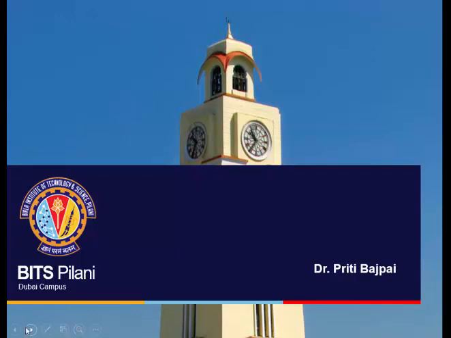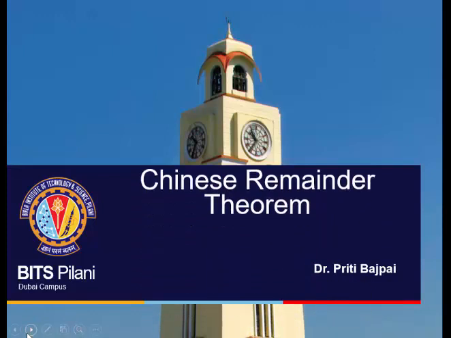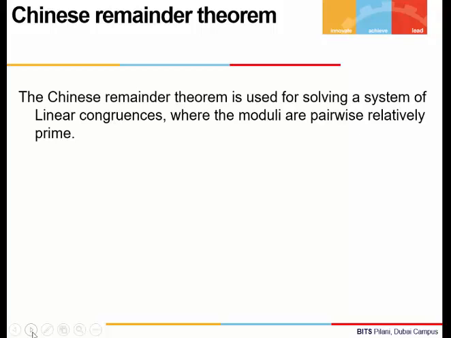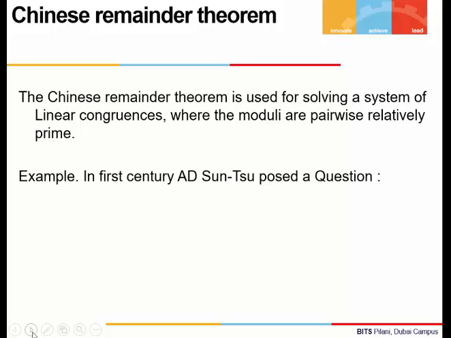Hi guys, today we are going to do the Chinese remainder theorem. Let's start by seeing what the Chinese remainder theorem is and when we can apply it. The Chinese remainder theorem is used for solving a system of linear congruences where the moduli are pairwise relatively prime.